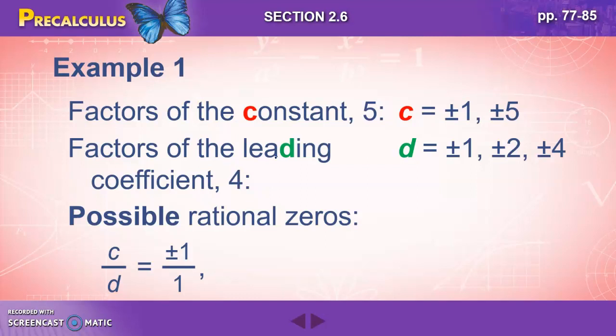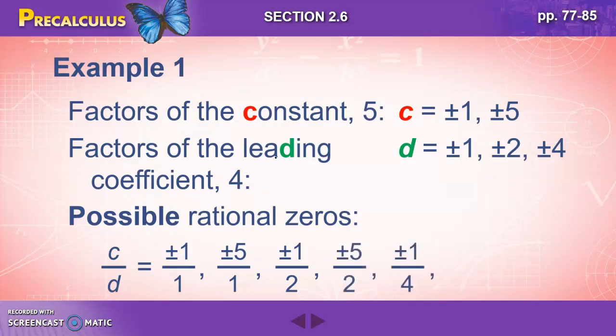So we have plus or minus 1 over 1, plus or minus 5 over 1, plus or minus 1 over 2, plus or minus 1 over 4, and plus or minus 5 over 2, plus or minus 5 over 4. So those are all of our rational zeros: 1, 5, 1/2, 5/2, 1/4, and 5/4. So each of these could possibly be a 0.